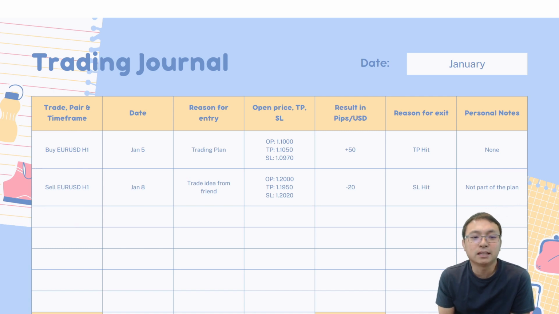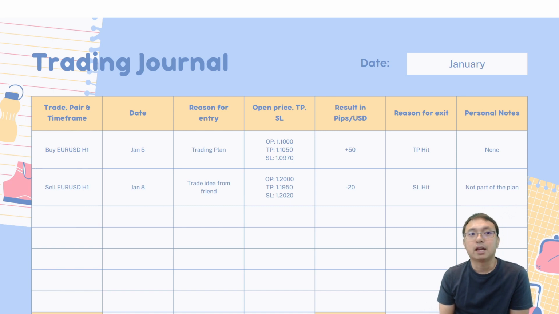So sabihin natin, meron ka dito anong pair yung tinitrade mo, anong time frame, at binibili mo ba or binibenta mo. For example, in our first entry here for the month of January, sabihin natin, bumili tayo ng Euro USD sa H1 chart. Tapos January 5 yung entry mo. And what's the reason for entry? Sabihin natin sunod sa trading plan. Sabi ng trading plan ko, bili ako diyan, then go ahead. I bought it. Kasi lagay mo diyan, opening price, take profit, stop loss, saan mo pinasok yung presyo. Sabihin natin we entered at 1.1000. And then yung take profit ko is 50 pips up and my stop loss is 30 pips down.